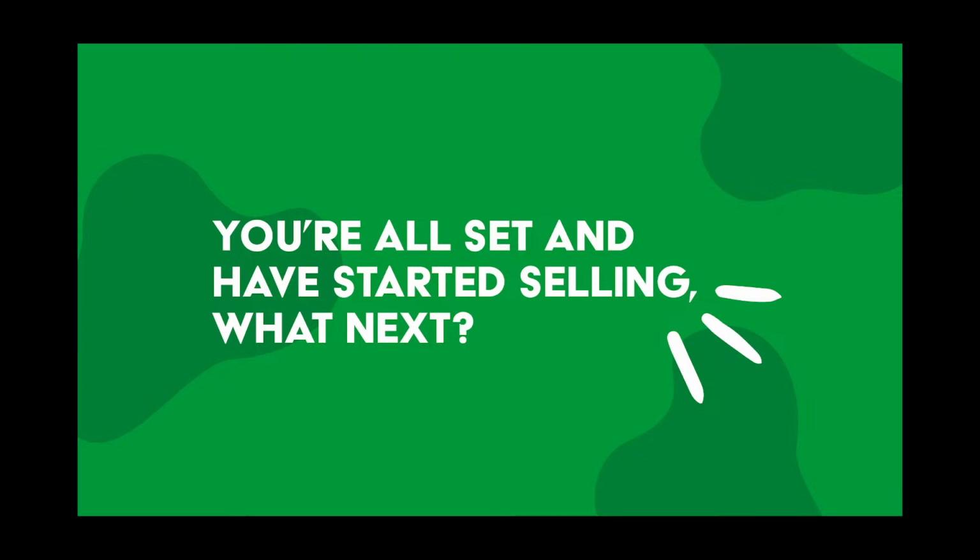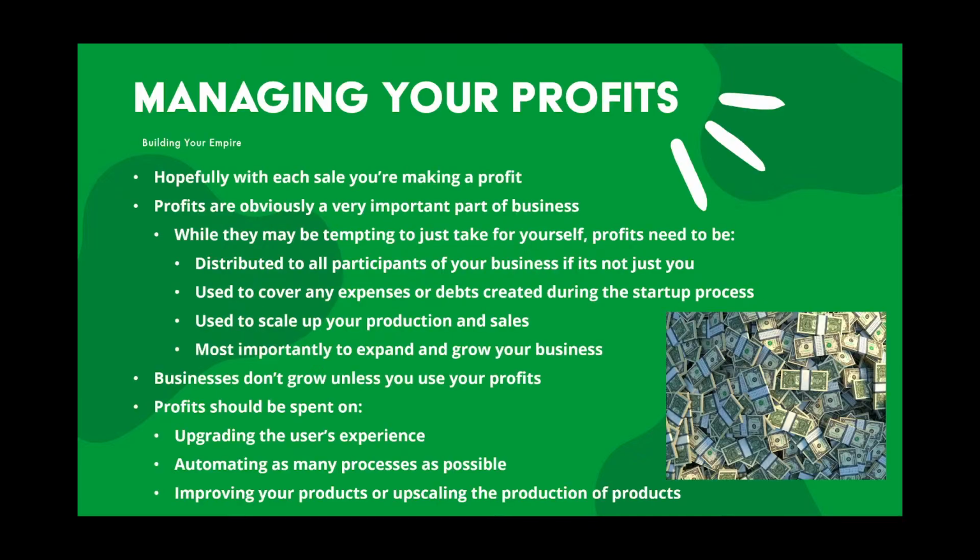So, you're all set. You've started selling your product. You've marketed it out. What do you do next? Well, hopefully with each sale, you're making the money. And this whole section is about managing the money that you're making. You're making your profits. You've already looked at how much it costs. You already got in the money from your selling price. It costs you, say, £2 to make one of these notebooks. You sell it for £5.